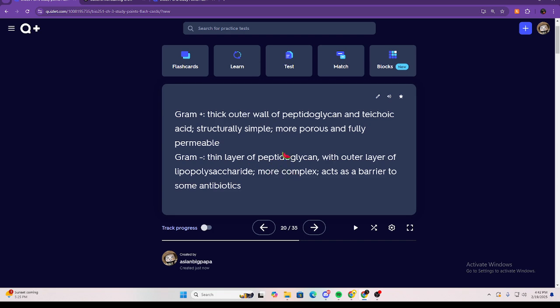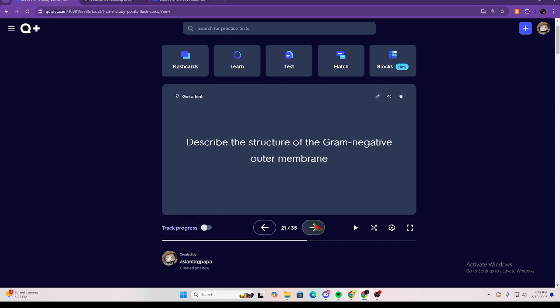For gram-negative bacteria, it has a thin layer of peptidoglycan, and this is really essential to know. It has the outer layer of lipopolysaccharide. So that makes it more complex, and it acts as a barrier to some antibiotics. That's why gram-negative is harder to kill than gram-positive bacteria.